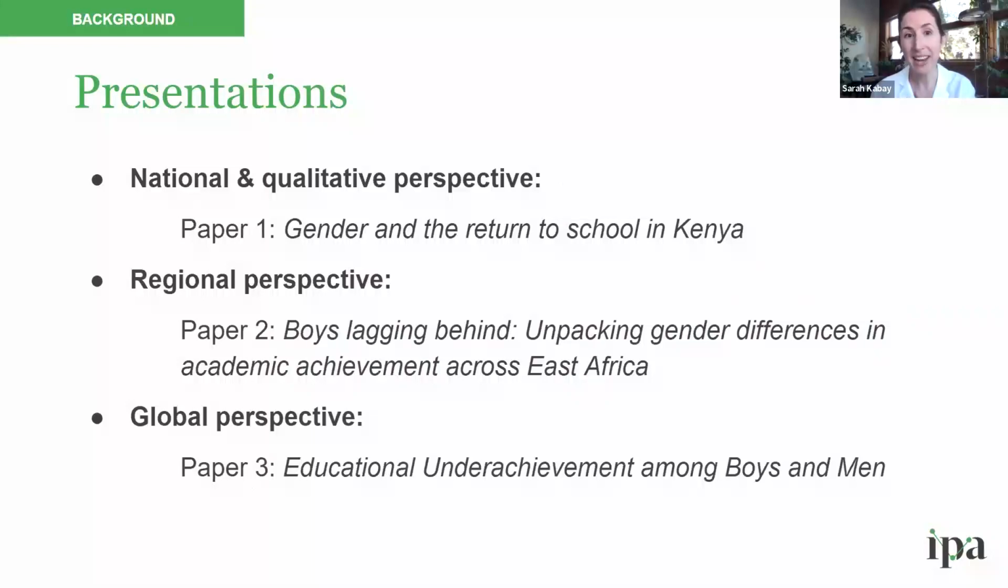So my colleague Vicky and I are co-authors on this qualitative study from Kenya. So we're initially going to present this topic looking at gender and the return to school in Kenya. Then Rebecca is going to present her and her colleagues' paper that's looking at a regional perspective. So this is using nationally representative data from Uganda, Kenya, and Tanzania, looking at basic learning outcomes and understanding the gender differences there. And then finally, Laura is going to present her and her colleagues' report looking at this issue from a global perspective.